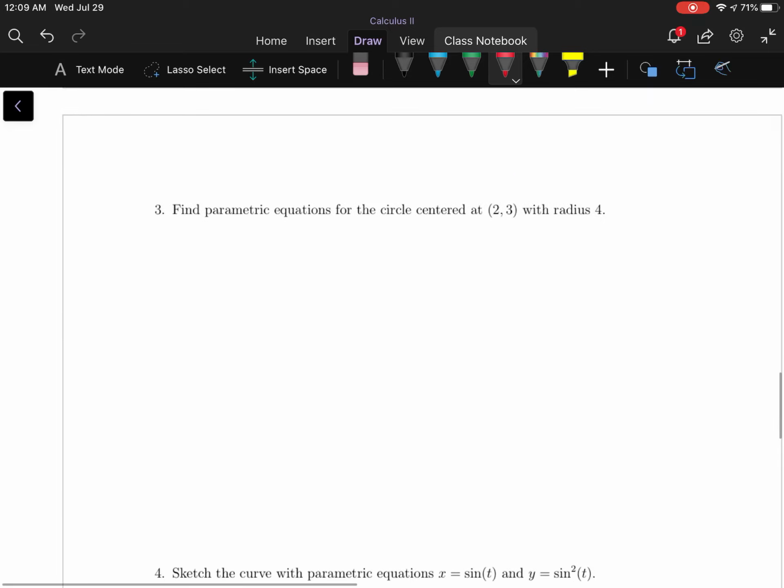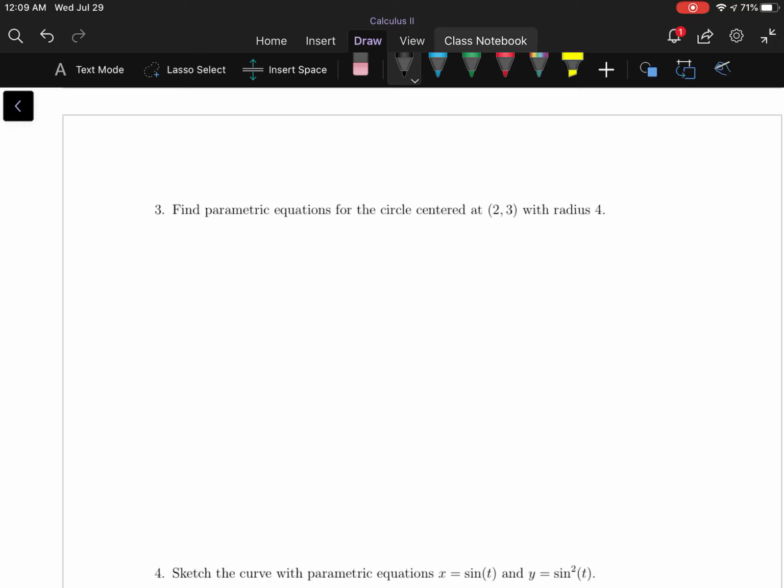Moving on to problem 3. We want to find the parametric equations for the circle centered at (2, 3) with radius 4. So we already have an idea of what a circle parametric system might look like. X is probably some sine, y is cosine, or vice versa. And so here we just need to figure out how to put it.